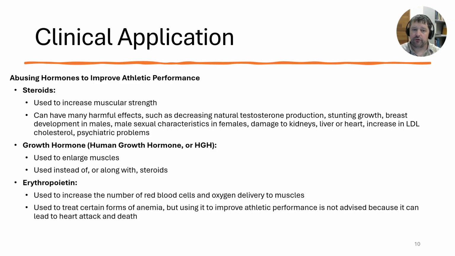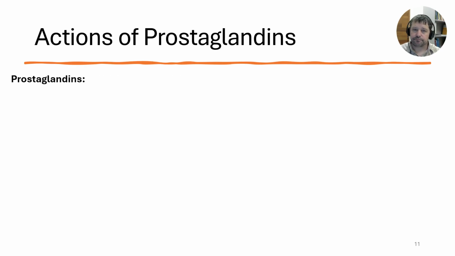All of which have major side effects. I think erythropoietin is probably the worst side effect, in that it can cause heart attack because it can increase the number of red blood cells and oxygen to the region, can cause anemia in other forms or in other regions of the body away from the muscle. You can become anemic. It can also just overwork the heart in general. Yeah, there's some major issues with it.